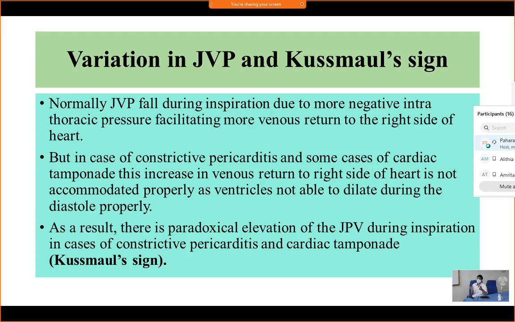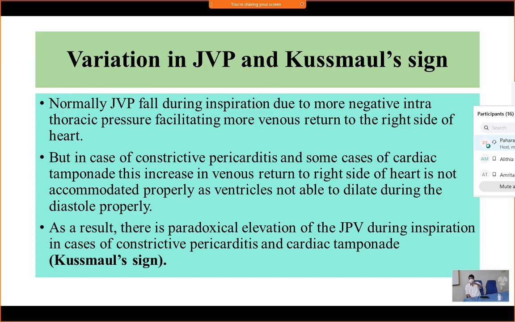So what will happen? It will not accommodate properly, as the ventricle is not able to dilate during diastole properly. As a result, there is a paradoxical elevation of the jugular venous pressure during inspiration in constrictive pericarditis and cardiac tamponade. That is called Kussmaul sign.